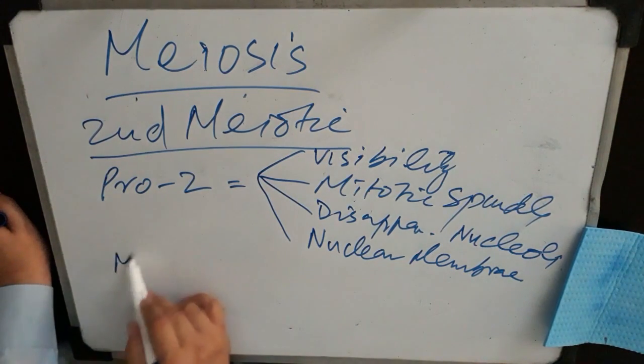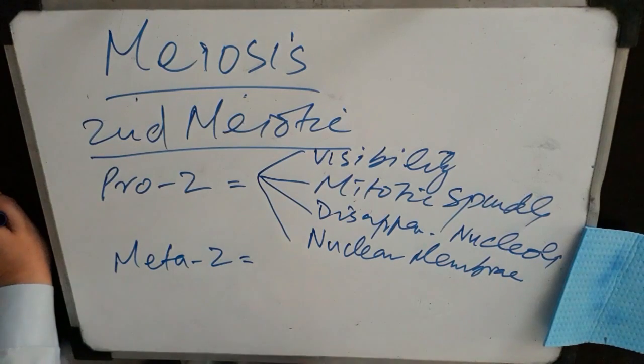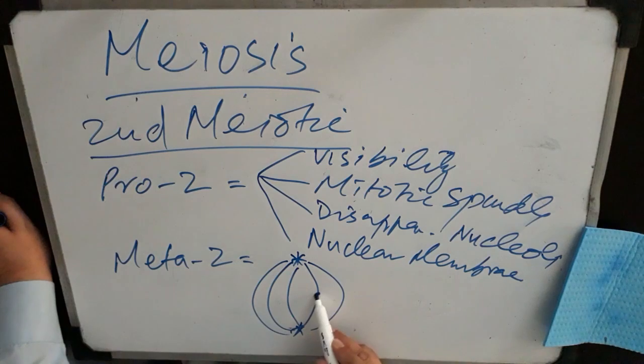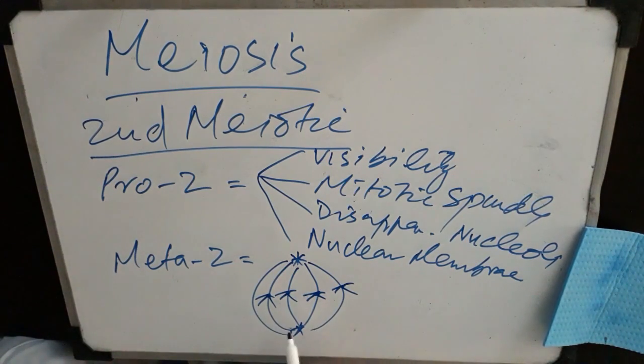Now in the metaphase 2, now see, single chromosomes, but they are double structured. They are attached on the equator of this mitotic spindle, and now see there are 23 points where these chromosomes are attached, each single chromosome double structured. They are attached on the equator of the mitotic spindle.